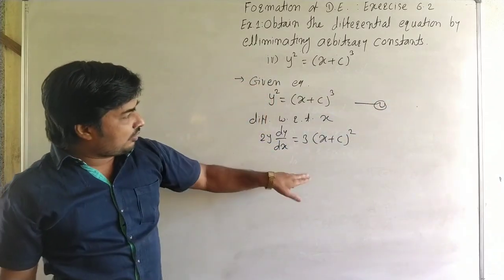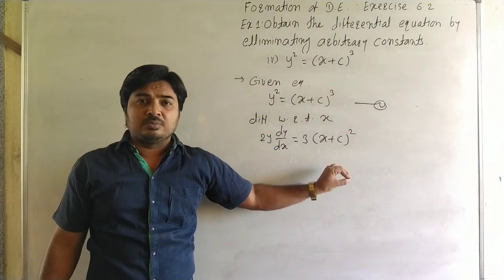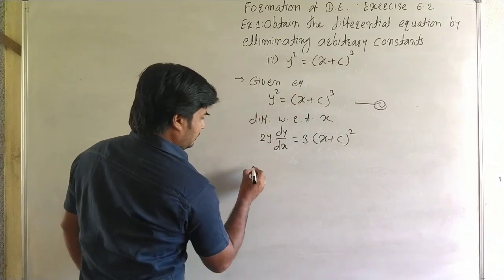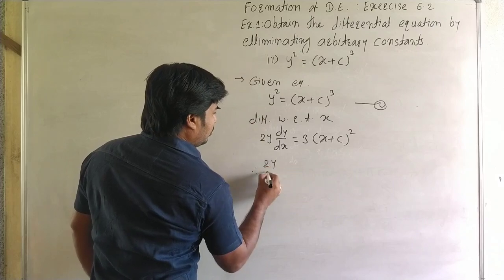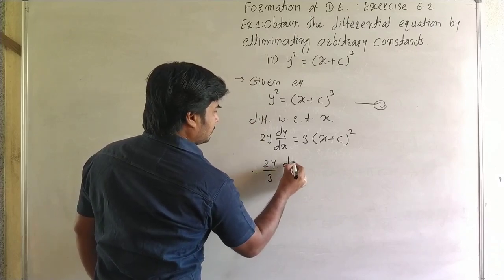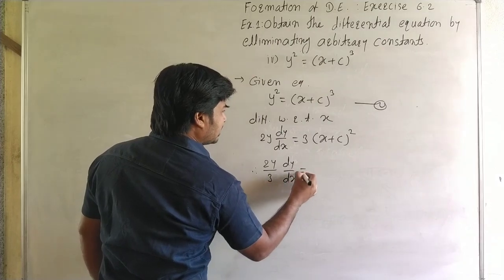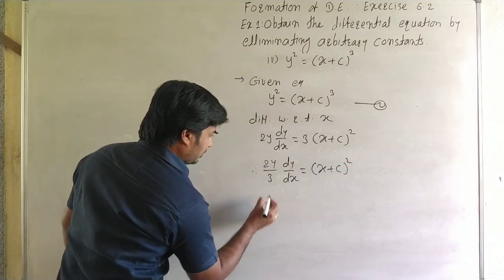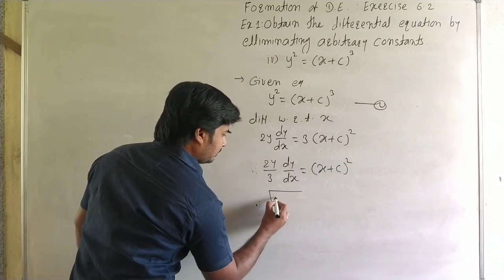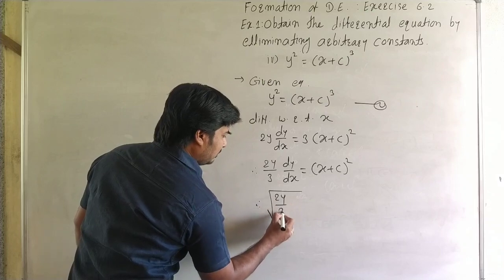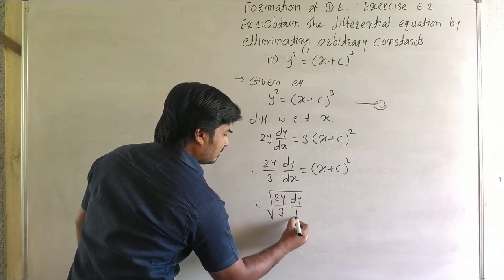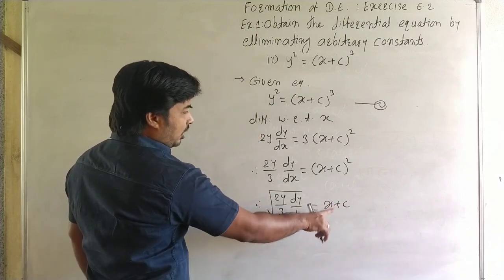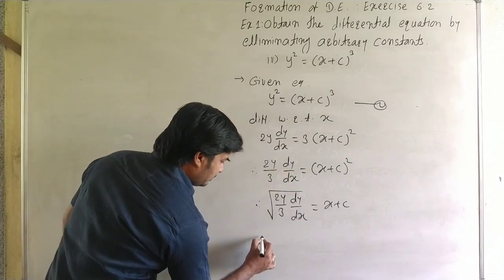But here we can't find the exact value of c, so we find the value of x plus c and put that in. Therefore 2y by 3 dy by dx is equal to (x plus c) whole square, and therefore, taking the square root, under root of 2y upon 3 dy by dx is equal to x plus c. Put this value of x plus c in equation 1.